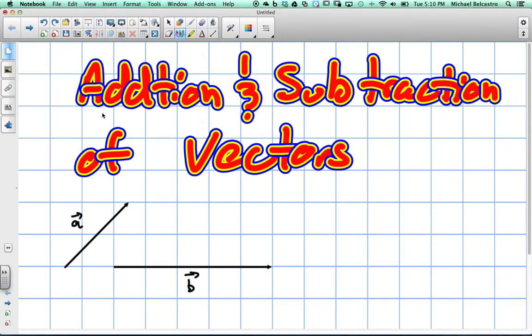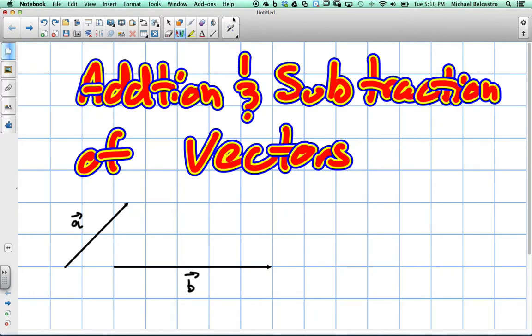Okay, so let's go over the addition and subtraction of vectors. We have two vectors here that we're going to add and subtract so we get the general idea of it, and then we'll play with a parallelogram with some diagonals and how we can use the addition and subtraction of vectors to show resultant vectors.